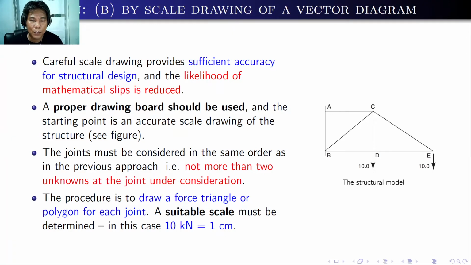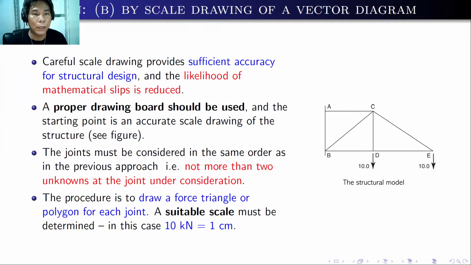The starting point is an accurate scale drawing of the structure, like the structural model on the right. The joints must be considered in the same order as in the previous approach. That is, not more than two unknowns at the joint under consideration. The procedure is to draw a first triangle or polygon for each joint. A suitable scale must be determined. In this case, 10 kilonewton is equal to 1 centimeter.